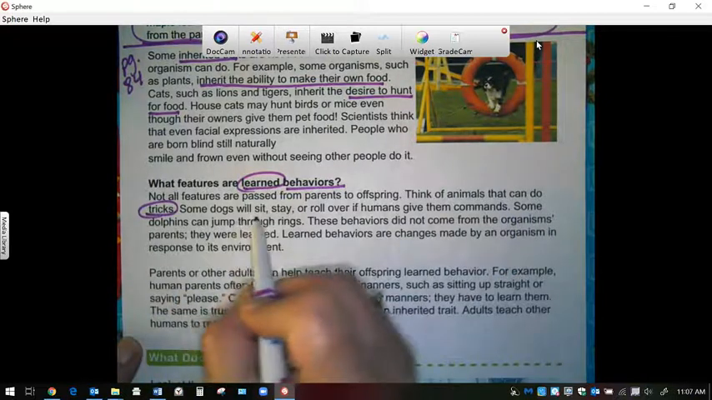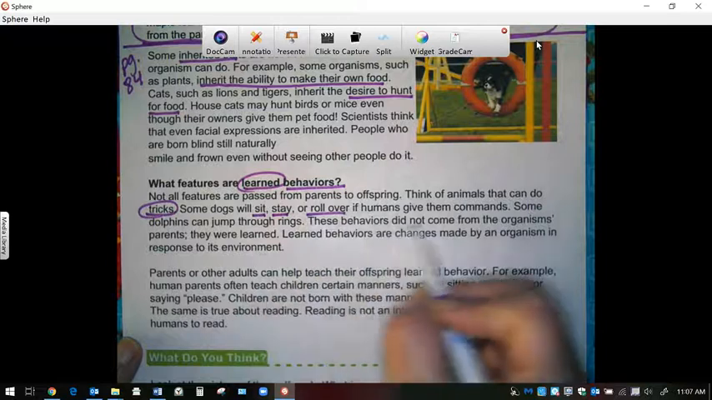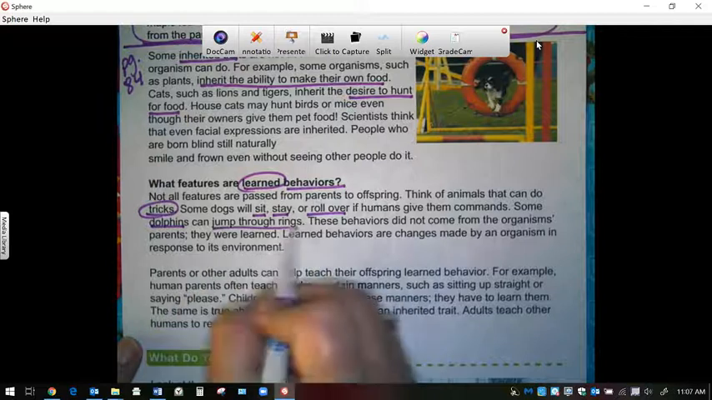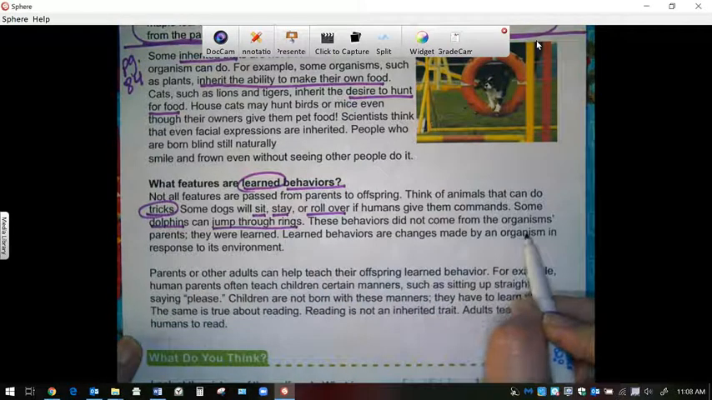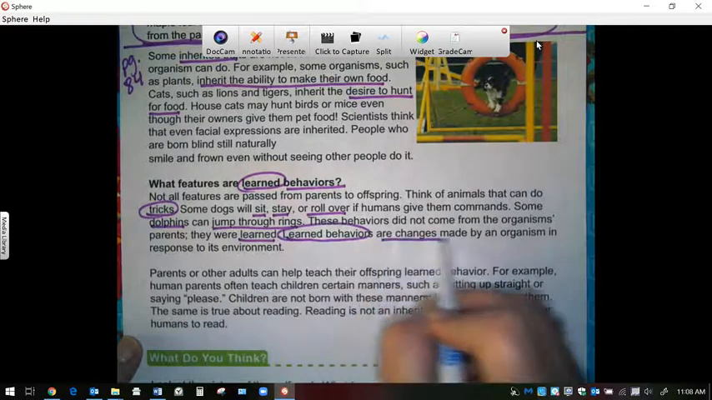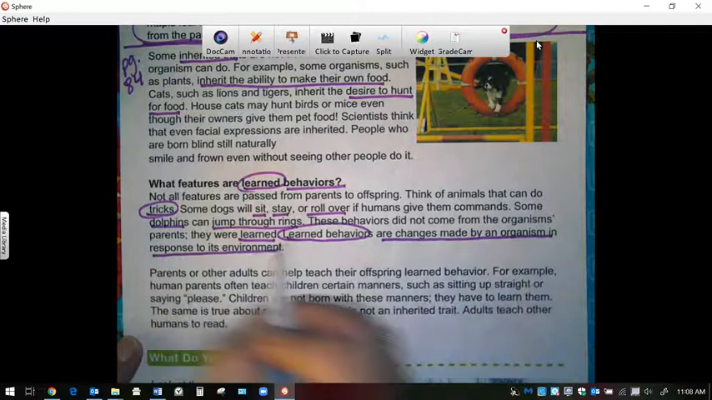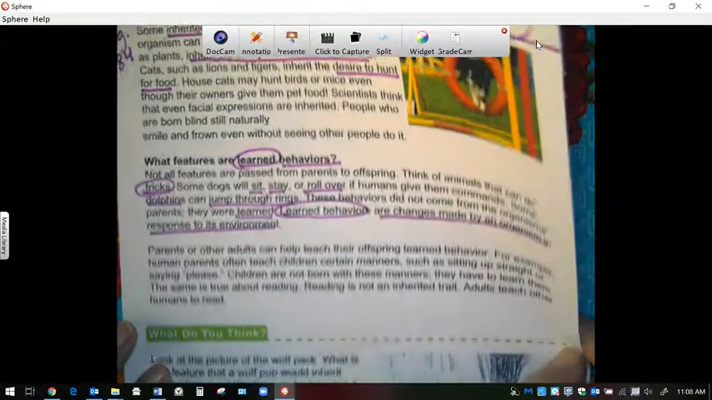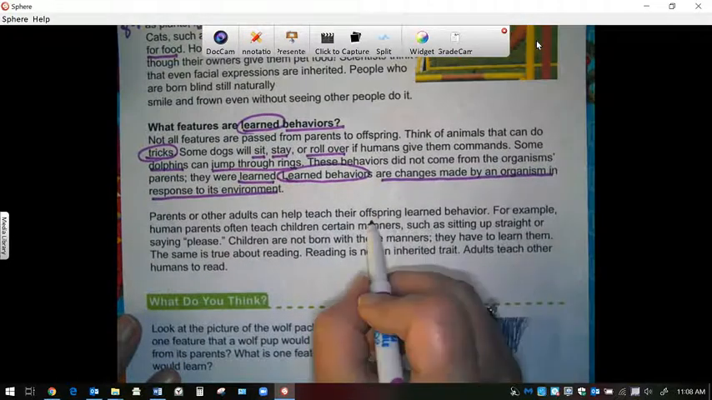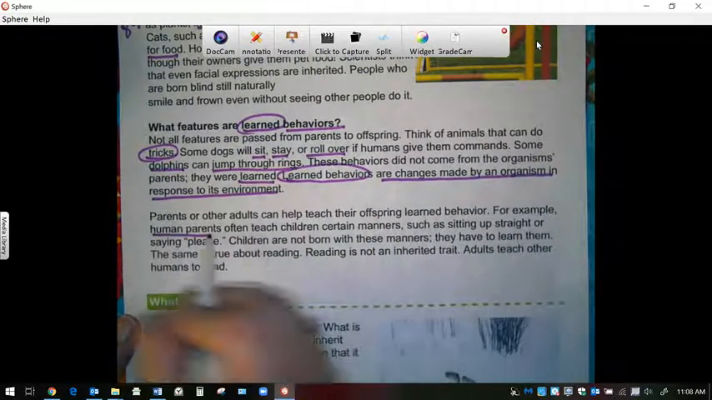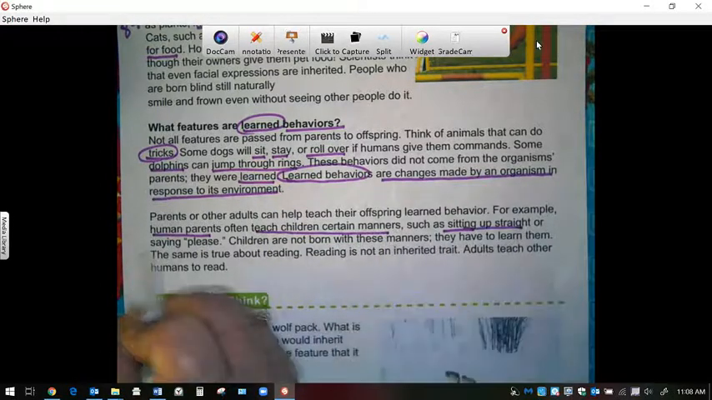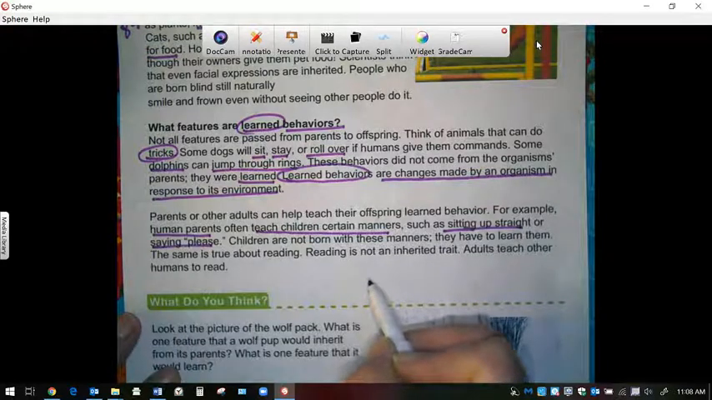Some dogs will sit, stay, or roll over if humans give them commands. Some dolphins can jump through rings. These behaviors do not come from the organism's parents, they are learned. Learned behaviors are changes made by an organism in response to the environment. Parents or other adults can help teach their offspring learned behavior. For example, human parents often teach children certain manners, such as sitting up straight or saying please. Children are not born with these manners, they have to learn them.